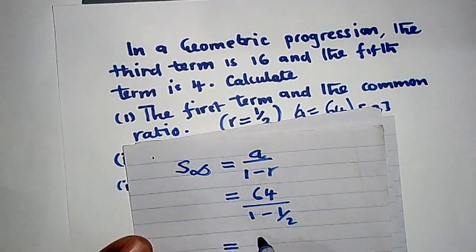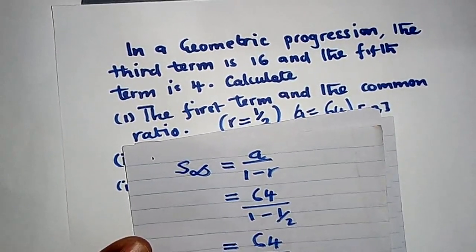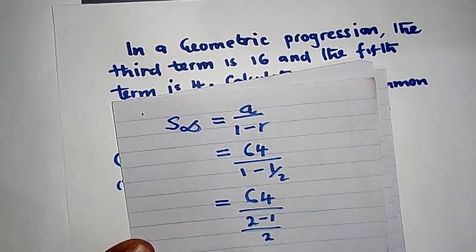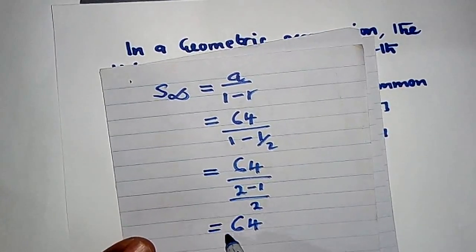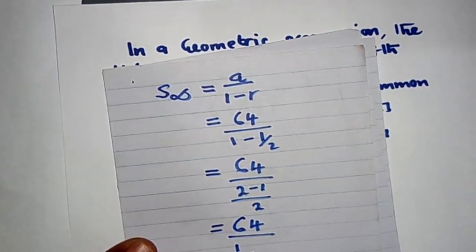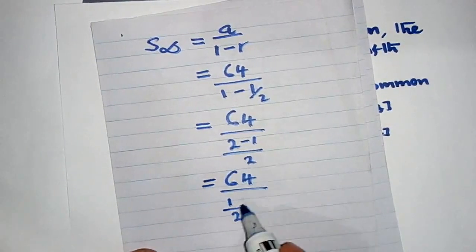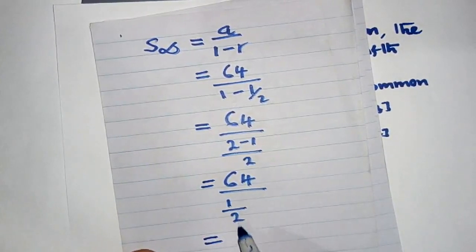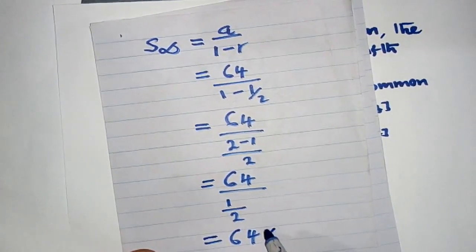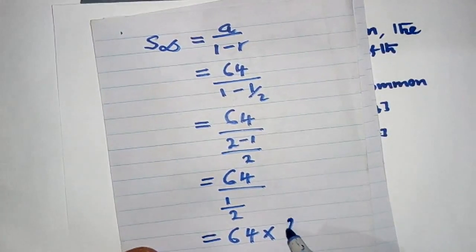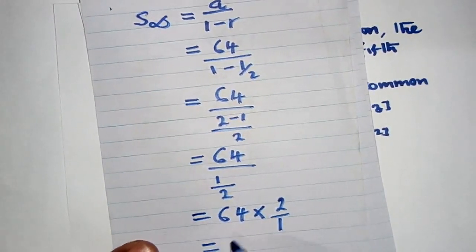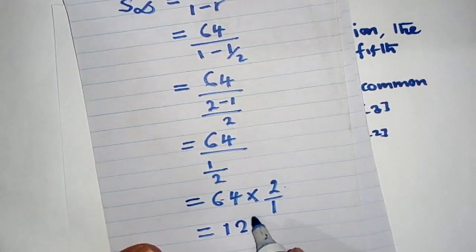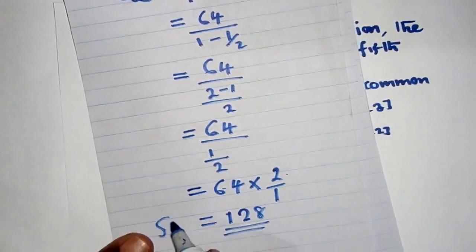Then if we solve nicely here, we'll get something like this. Down here, I'm solving the denominator. Then it will move like this. This 2 minus 1 will be 1, divided by these 2. Then if we divide by this, it will flip. It will look like this. So our answer will be the multiplication of 64 by 2, which is 128. So sum to infinity will be 128.